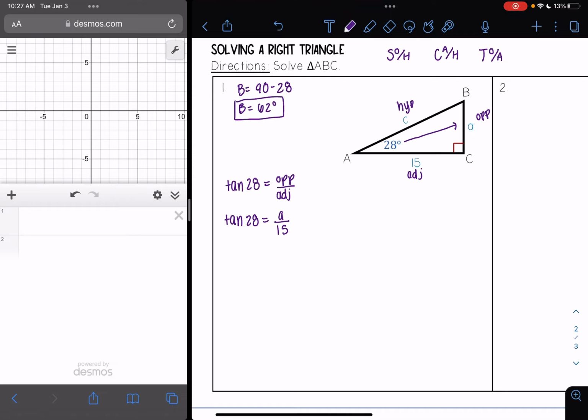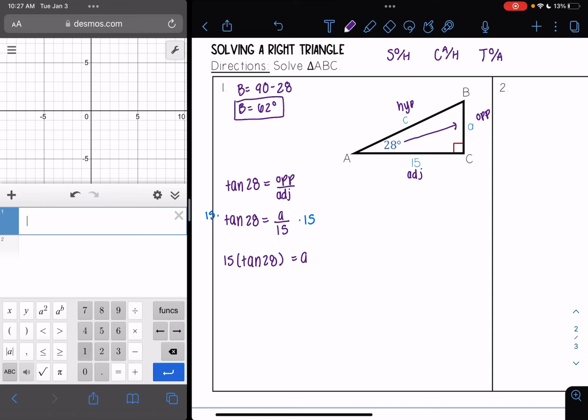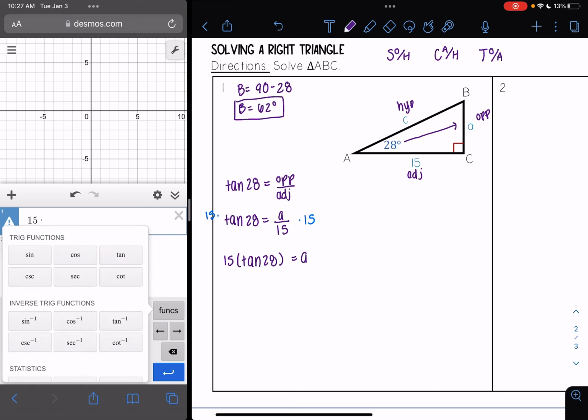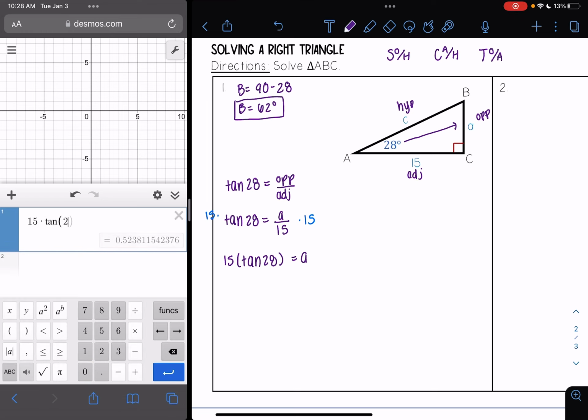And now I need to solve this for A. So to solve this for A, I'm just going to multiply by 15 on both sides. So I have that 15 times tangent of 28 is equal to A. And so here is where we're going to be using our calculator. So I'm just going to type in 15 times, and then you can go to functions and hit tangent of 28. And when I do that, I see, rounding to the nearest hundredth, that A is approximately 7.98.